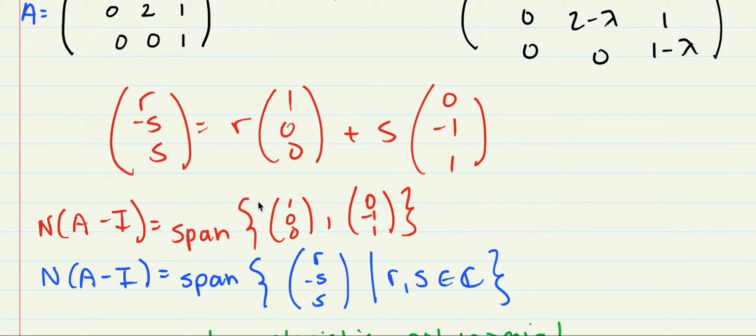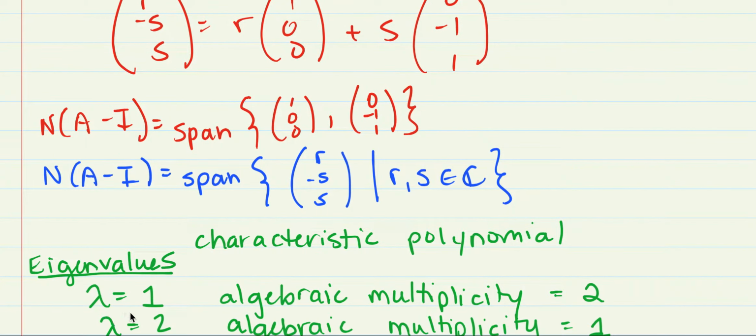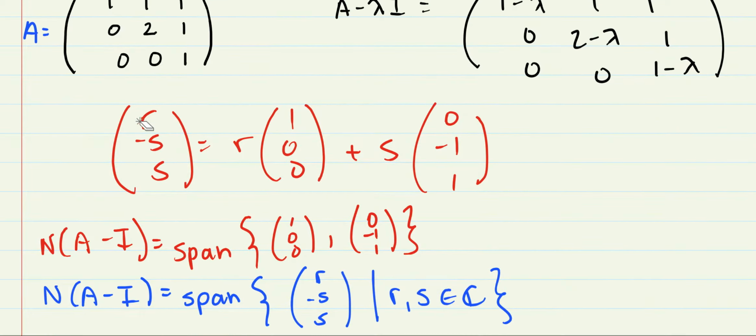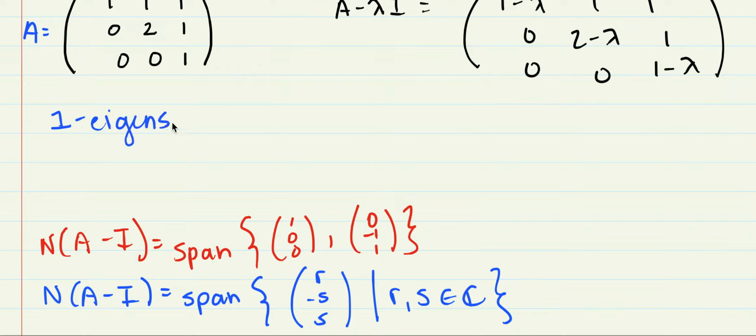Okay, so we found the null space of A minus the identity matrix, which is the eigenspace of lambda equal to 1. So we can write this up here. The 1 eigenspace is the span of these two vectors.